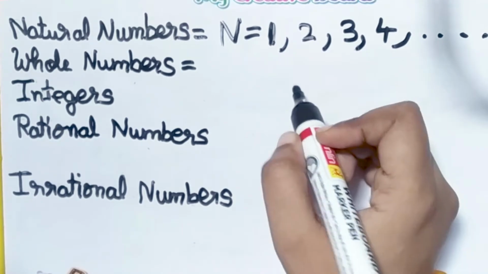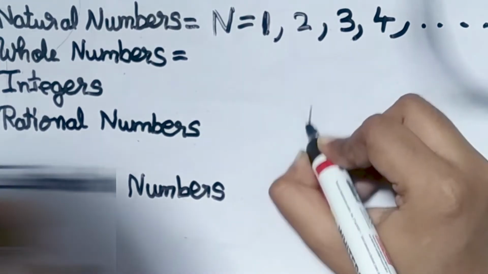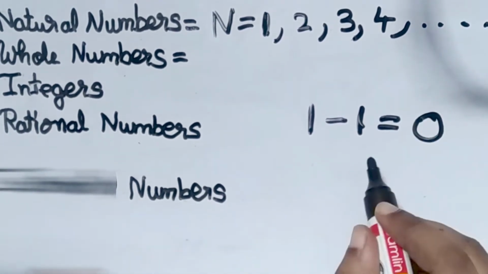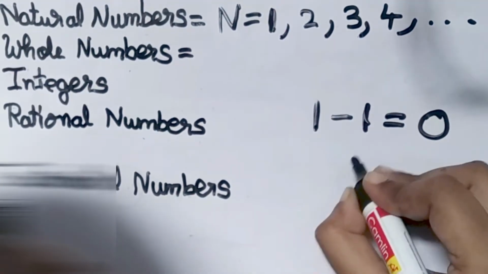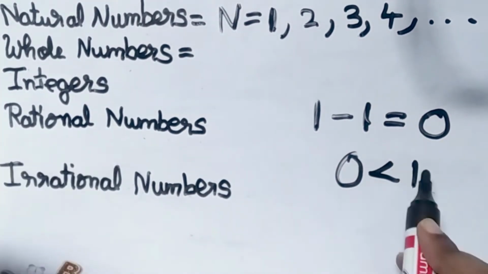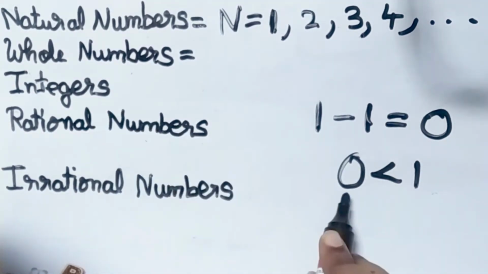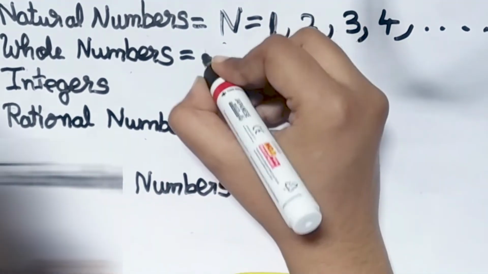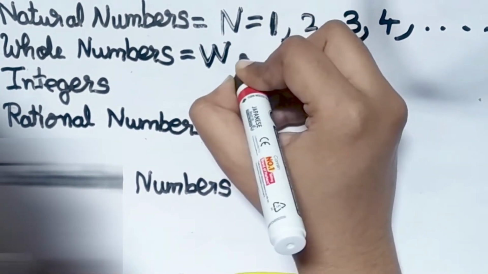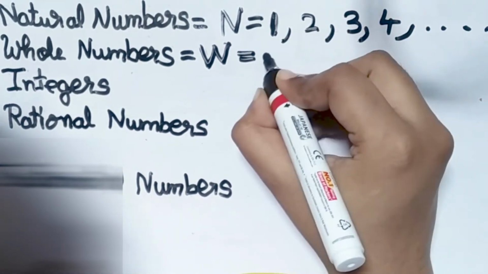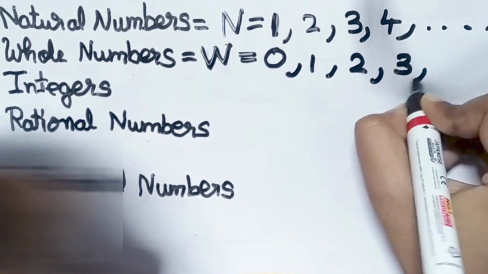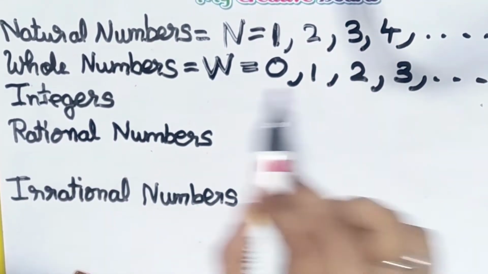Now whole numbers. Now if we calculate 1 minus 1, what is 1 minus 1? 0. So 0 is also a number and 0 is less than 1, right? So in whole numbers we will include 0 and we will denote whole numbers by capital W, which is equal to 0, 1, 2, 3 and so on. 0 is also included in whole numbers.